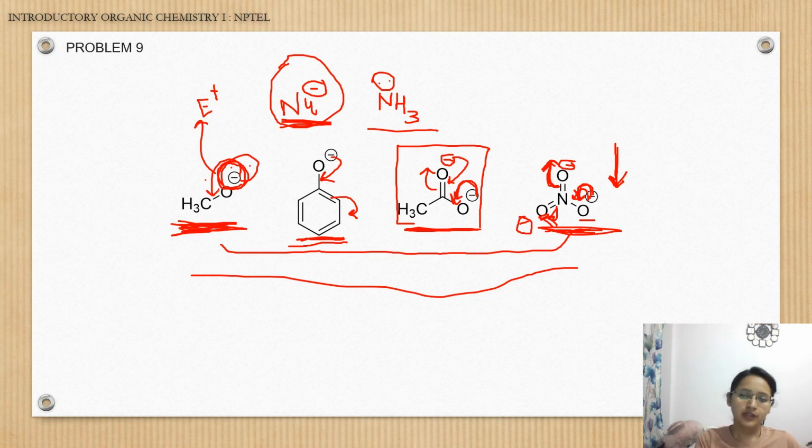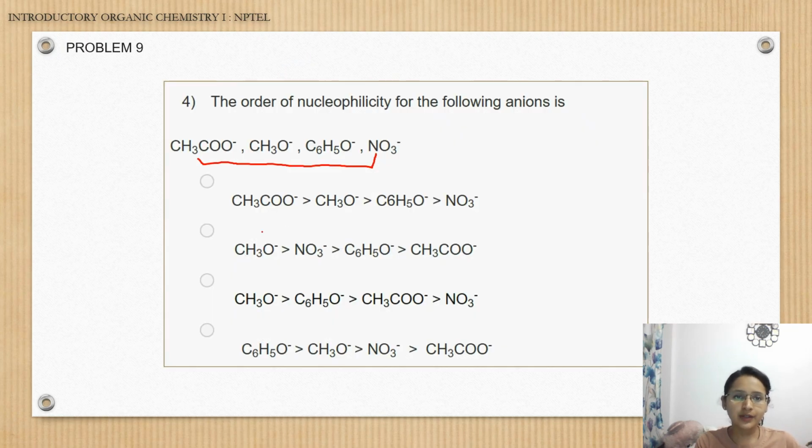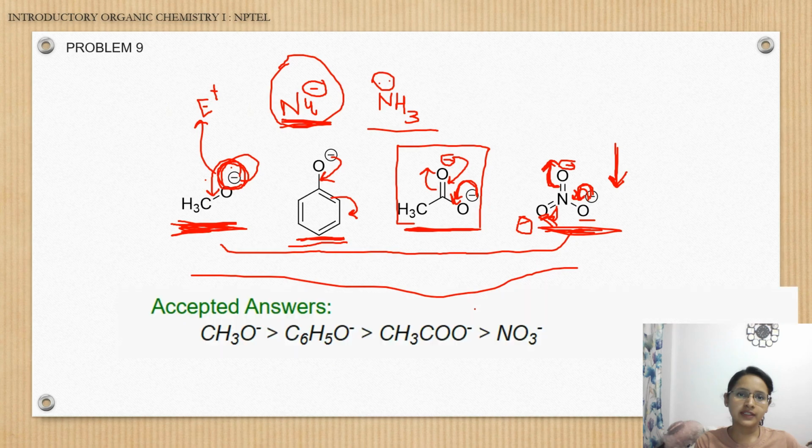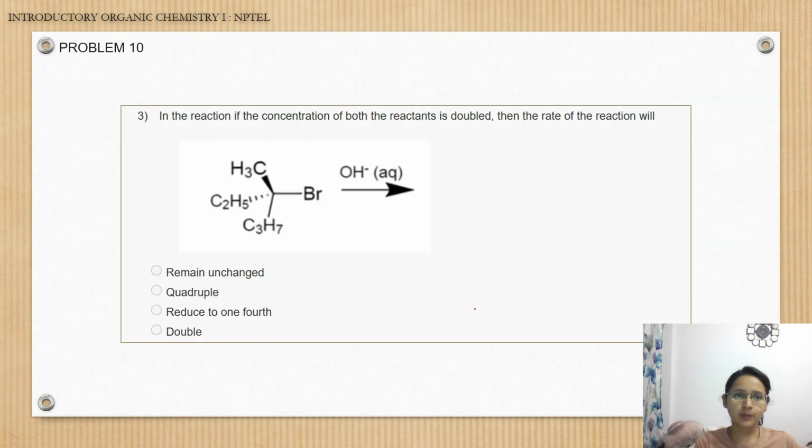Okay. If it is clear, then what will be the correct option now? Option C, right? Because methoxide will be the highest, and then phenoxide and acetoxy, and then this nitrate. Fine. So if it is clear, then I am going to problem number 10.